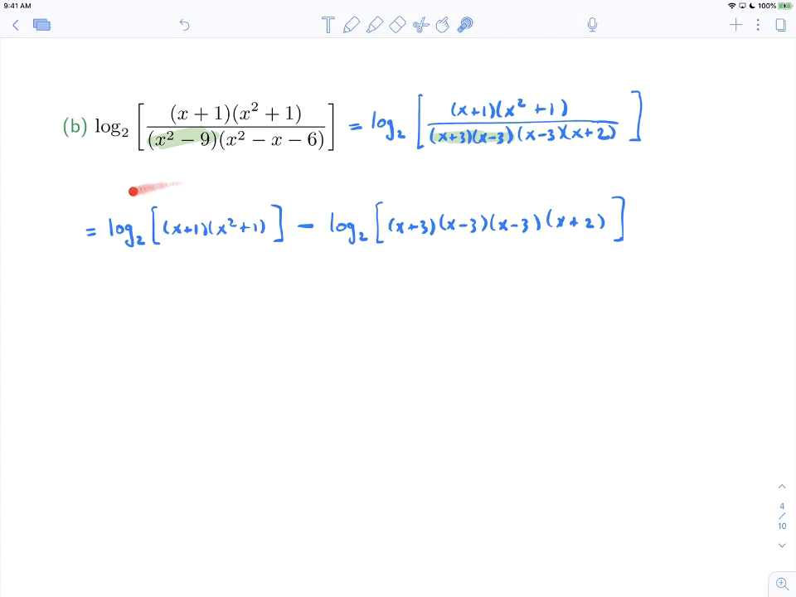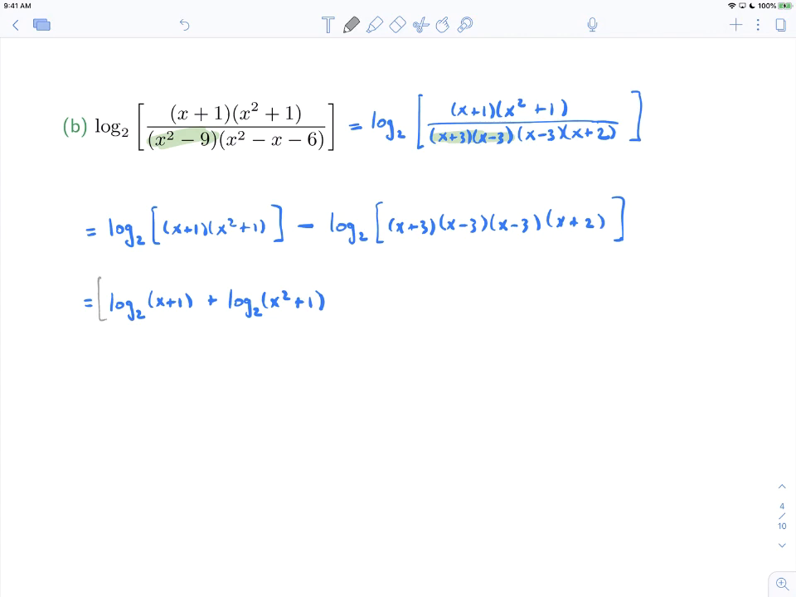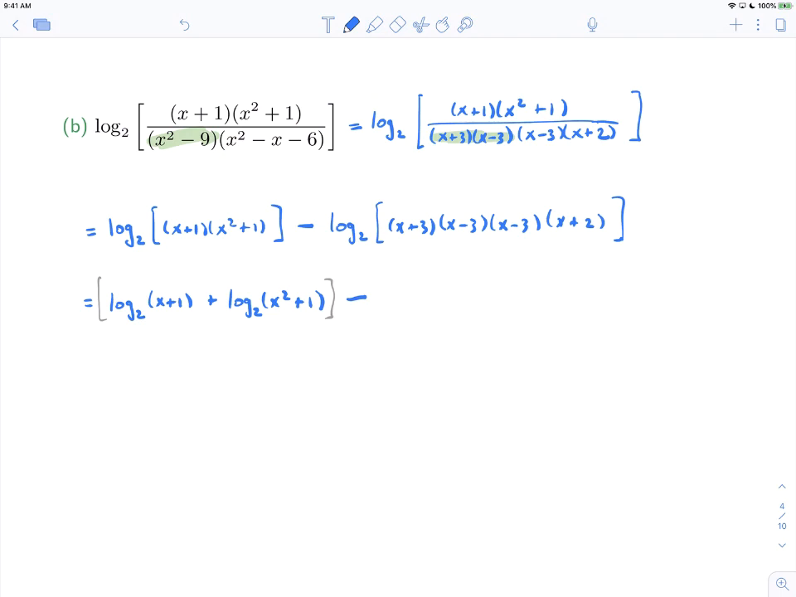And now we're going to convert all of these products into sums here too. So this is log base 2 of x plus 1 plus log base 2 of x squared plus 1. So that's the first one. Let me just put it in parentheses like that. And then it's going to be minus, and I'm going to put everything else in parentheses as well, or brackets.